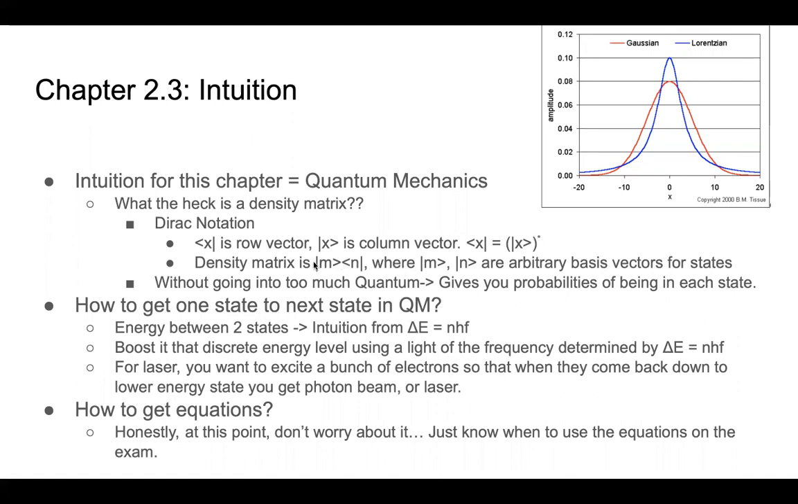And the density matrix is just the outer product. You take the row vector m and matrix multiply by the column vector n, where m and n are arbitrary basis vectors for the states. Basically it gives you the probabilities of being in each state. If you have an initial state, like 1 0 0 0, and you matrix multiply the density matrix by initial state 1, it'll give you the probability of going to some other state. So it's kind of like a Markov chain kind of deal.